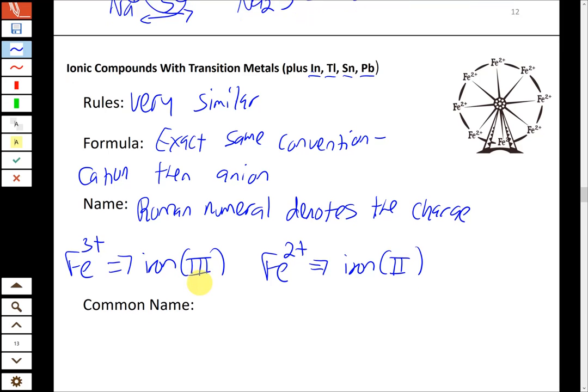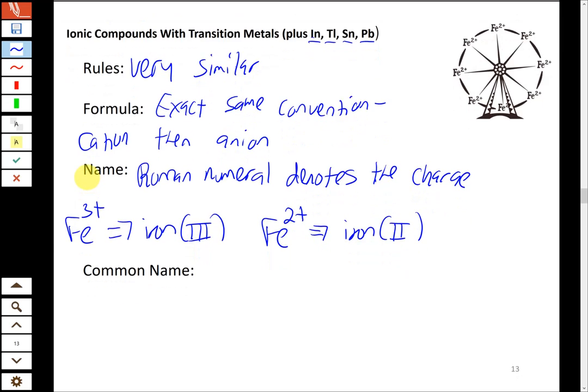Now there's also some common names. I don't think we're going to hold you responsible for these, but just so you're familiar with what they are. If you see them in older textbooks or maybe in the lab course, you might come across this from time to time. So just so you're familiar with it, it's not going to be included, I don't think, in our homework assignments or exams. But in many cases with transition metals, you have two or sometimes more than two possible charges. Usually it's two that are most common.